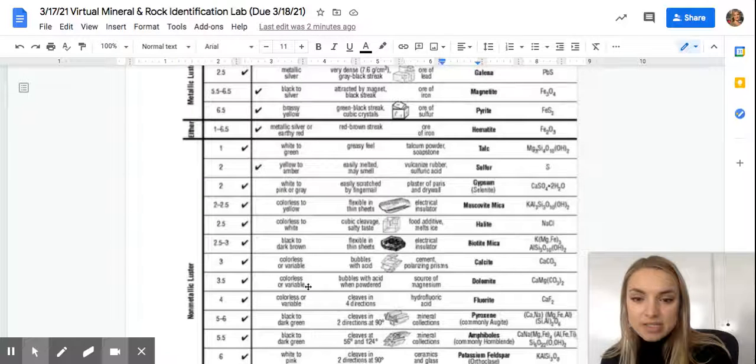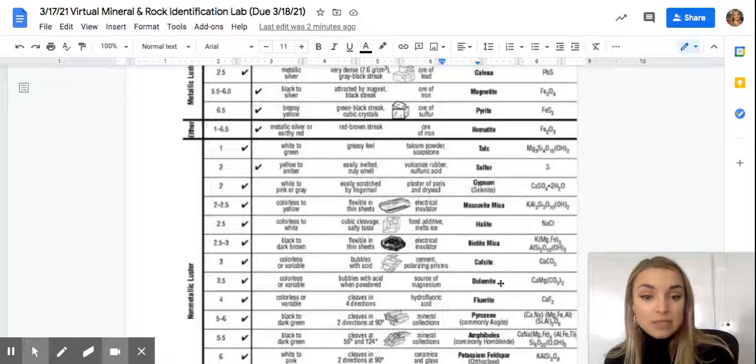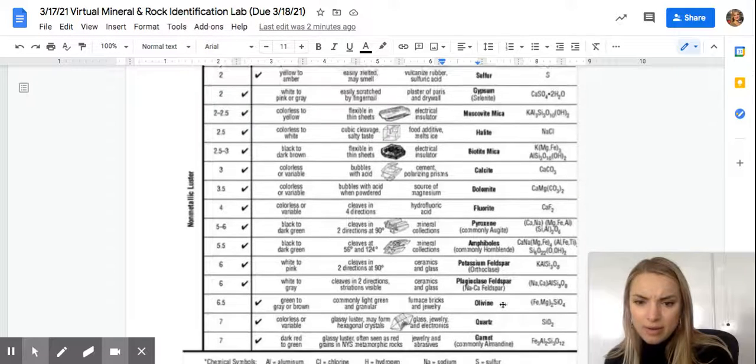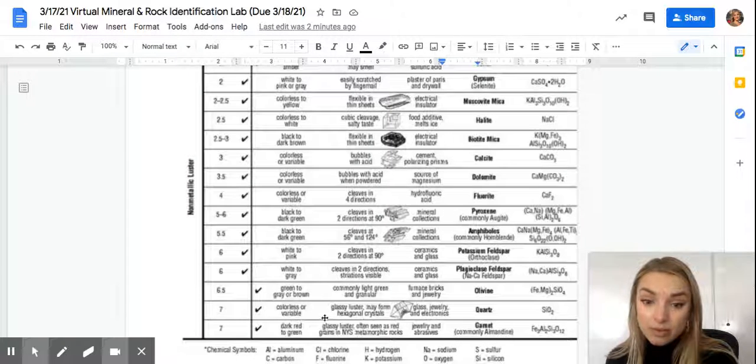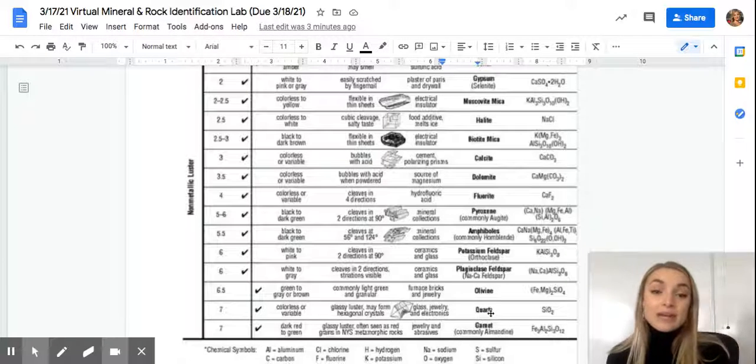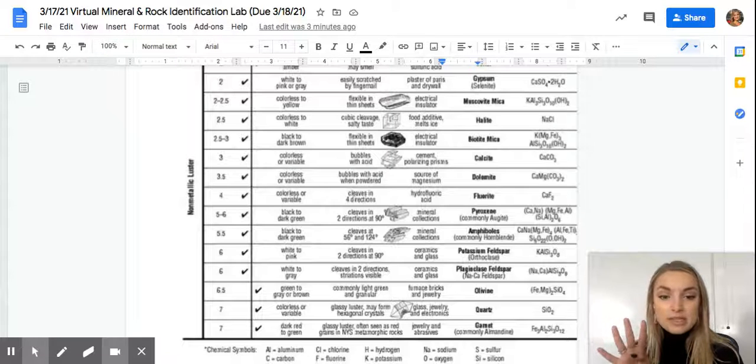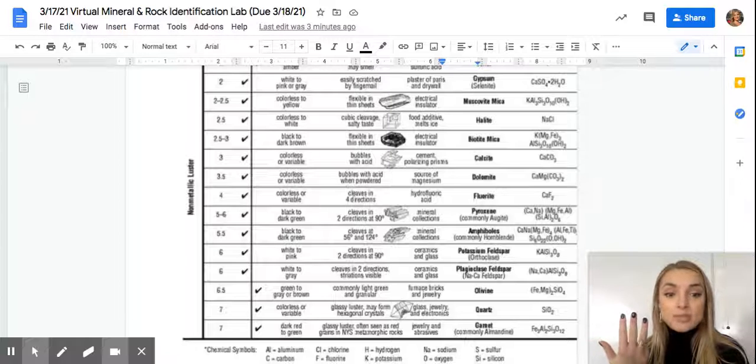All right, colorless to variable. That's another possibility. Dolomite. All right, colorless or variable. So I've got 3 possibilities. I've got calcite, dolomite, and fluorite so far. Let's see. Otherwise, we've got nope, nope, nope, nope, nope. Colorless or variable. All right. Okay, quartz. So I've narrowed it down to 4 different possibilities. I've got calcite, dolomite, fluorite, and quartz as my options.